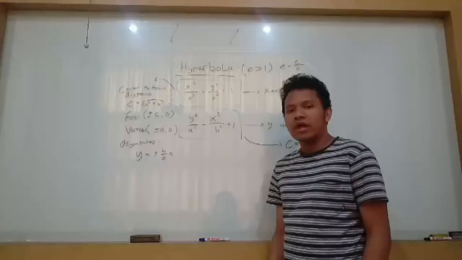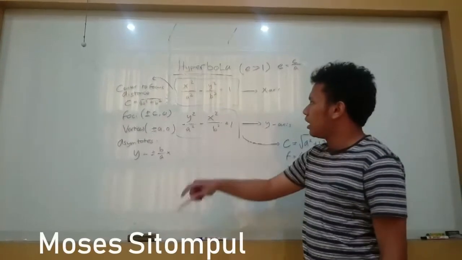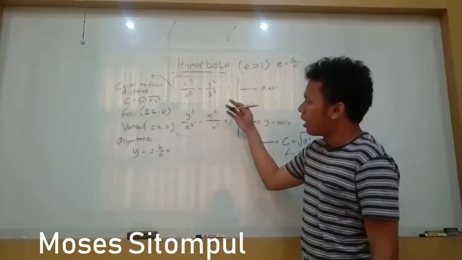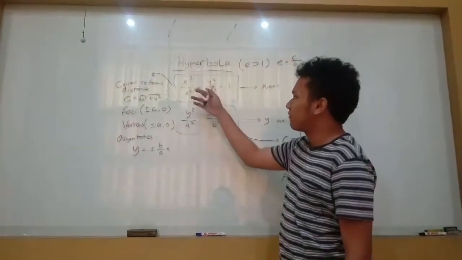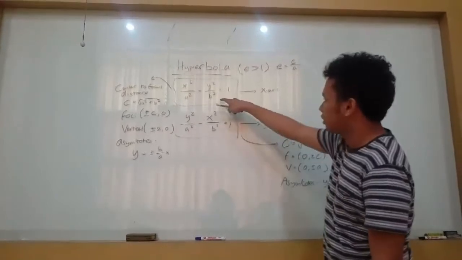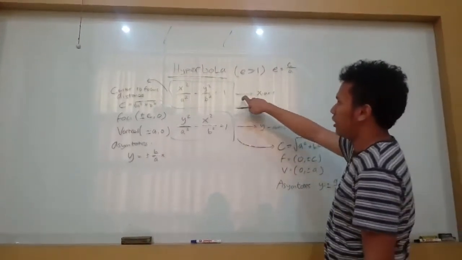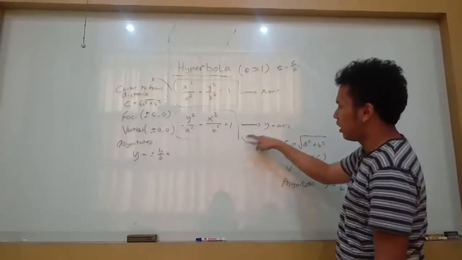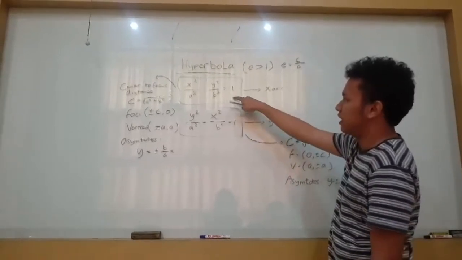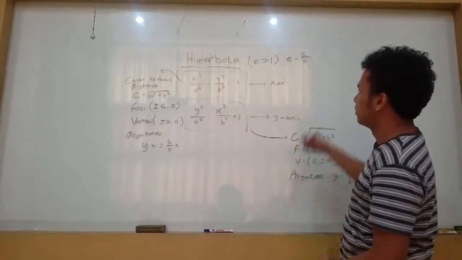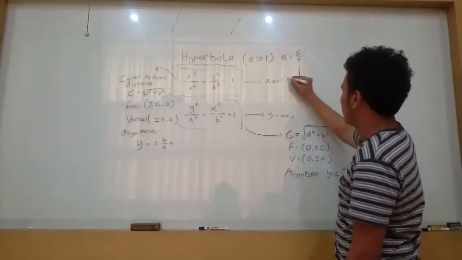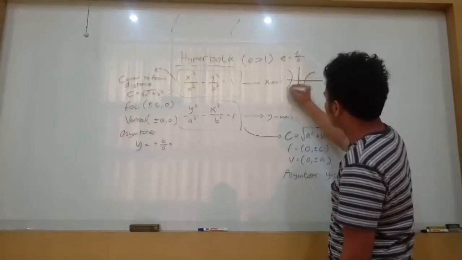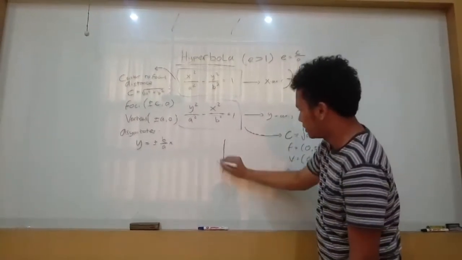Now we tell you about hyperbola. These two are the most standard hyperbola equations. The top one is a hyperbola along the x-axis, and the bottom one is along the y-axis. So this is horizontal and this is vertical. If you draw the graph, it will be like this, and this one will be like this.